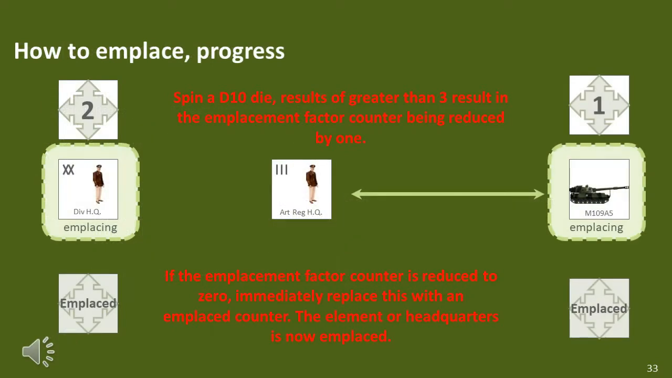If during the phasing emplacement subphase a player has elements or headquarters with an emplacement factor marker, he can roll a 10-sided die to determine if the value is reduced by 1. Any die roll of more than 3 results in the emplacement factor being reduced by 1. Once the counter is reduced to 0, the element or headquarters is emplaced.